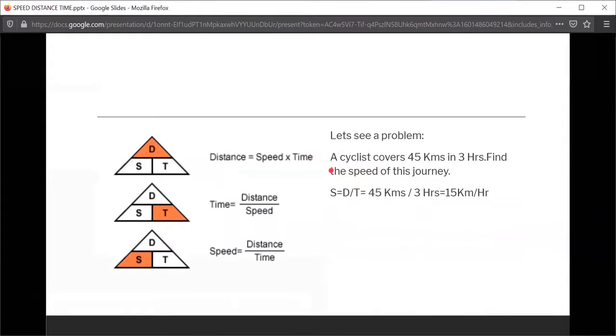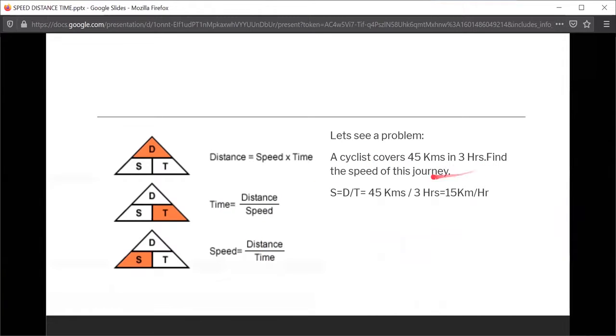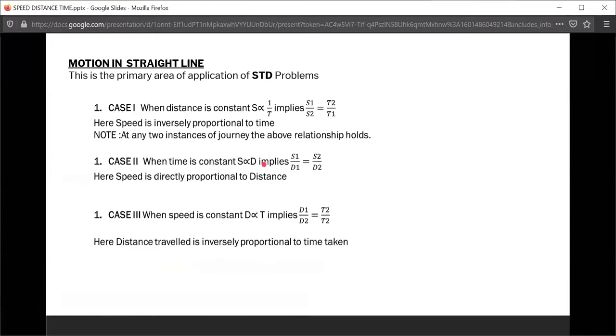We can use this speed distance time triangle, and this helps us to remember the formula. Distance equals speed times time, speed equals distance by time. Here is a problem. A cyclist covers 45 kilometers in 3 hours. Find the speed of the journey. So speed equals distance by time. Distance is 45 kilometers by 3 hours will be 15 kilometer per hour. So in 1 hour, the body travels 15 kilometers.